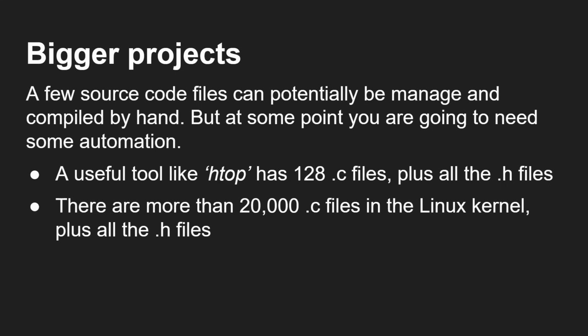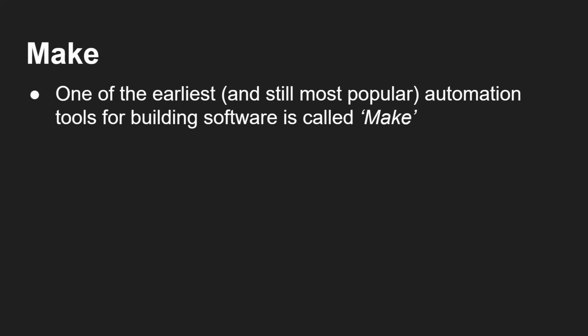Now, a few source code files can potentially be managed and compiled by hand, but at some point you're going to need some automation. Now, a tool like htop, which I feature in quite a lot of my videos, has 128 C files. It's not a particularly big project. It's sufficiently complex with 128 C files, but it's not huge. But imagine trying to compile 128 C files by hand. Now, when you come to the Linux kernel, for example, there are over 20,000 C files, and that's not including the header files. So there's no way you're going to compile 20,000 files by hand. So you're going to need some form of automation.